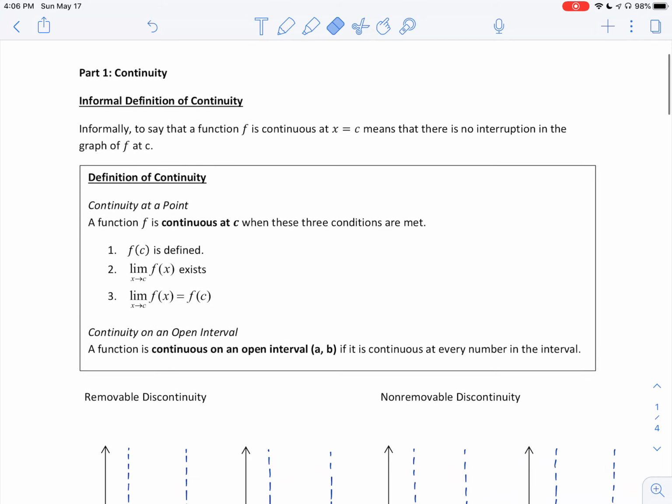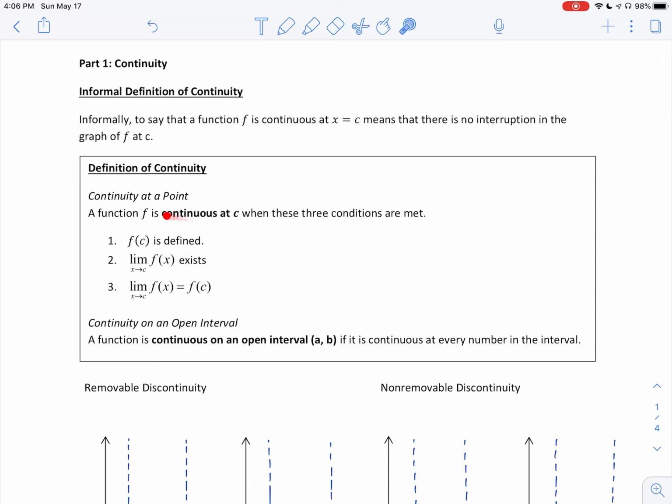Now, the more formal definition of continuity is described right here. We have to meet three different conditions in order for a function to be considered continuous at a point c. The first condition is that f of c is defined. The second condition is that the limit at c exists. And the third condition is that the limit has to equal the value of the function. This is just telling us about continuity at a particular point.